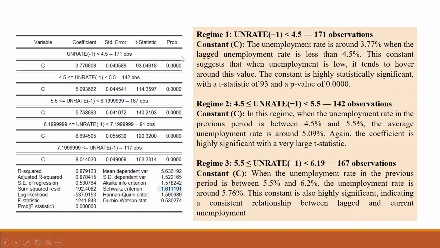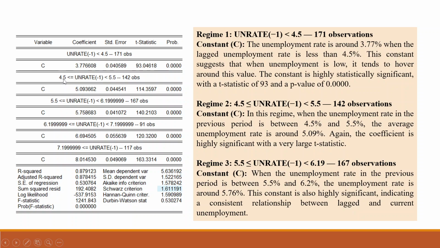Regime 1, 171 observations. The unemployment rate is around 3.77% when the lagged unemployment rate is less than 4.5%. So this is the past value and this is the current value. The constant suggests that when unemployment is low, it tends to hover around this value. The constant is highly significant with a p-value of 0.00, which is less than 0.05. Okay, this is the first regime.